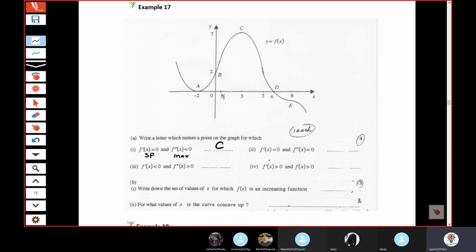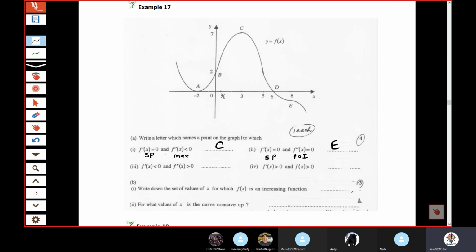All right, part two. Y dash is equal to 0. That means stationary point. Y double dash equals 0 as well. Point of inflection. That means it must be a horizontal point of inflection. So a horizontal point of inflection occurs when y dash and y double dash equal 0, which is E. E is a horizontal point of inflection.